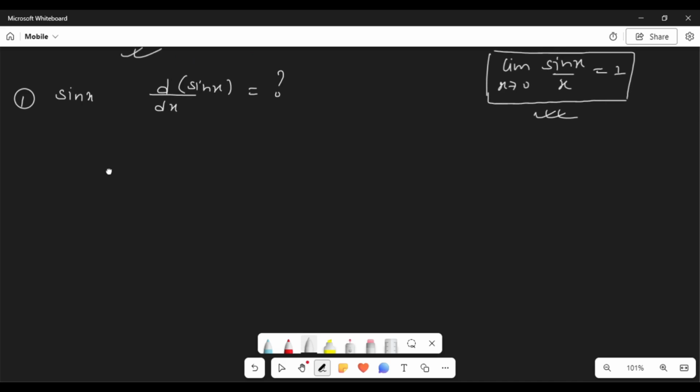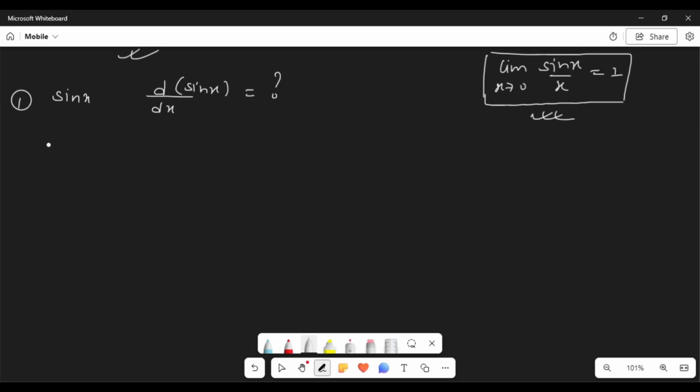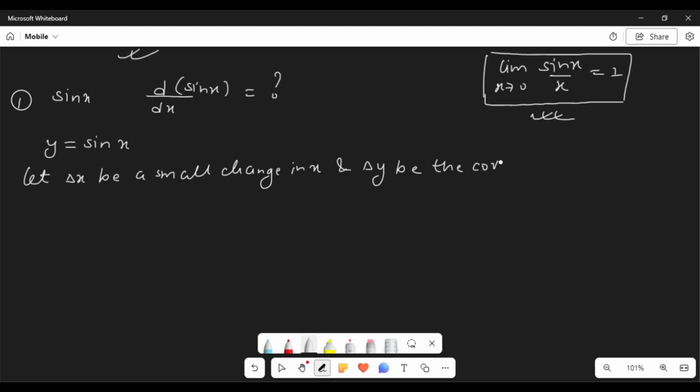We know from first principle. So first we let y equals sin x. Then we say let del x be a small change in x. This is what we always do while using first principle, and call del y with the corresponding change. Right? So these are corresponding change in y. Now we find del y.